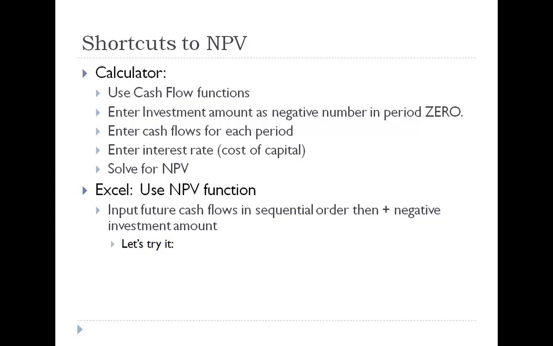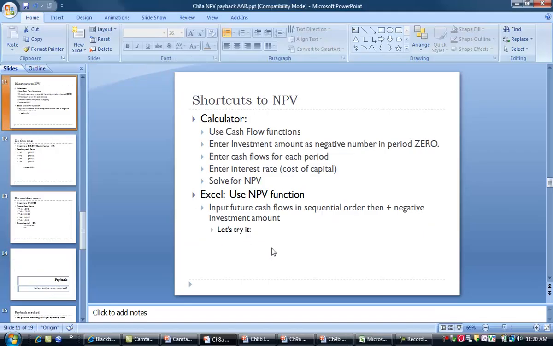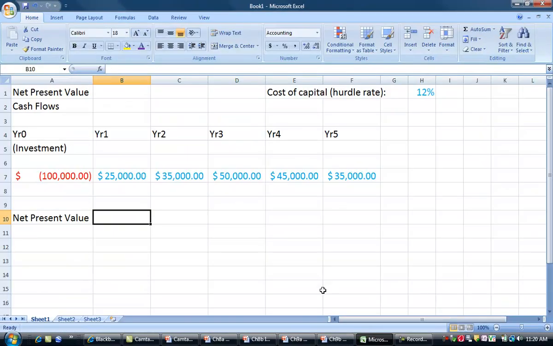You can do this in Excel as well, so let's take a look how to do this in a spreadsheet. So what we have here is a possible investment that costs $100,000. And the first thing that you'll notice is that we formatted this as a negative number. When we do cash flow analysis with capital budgeting projects, we generally will put the investment amount as a negative number, and we call this period zero or year zero.